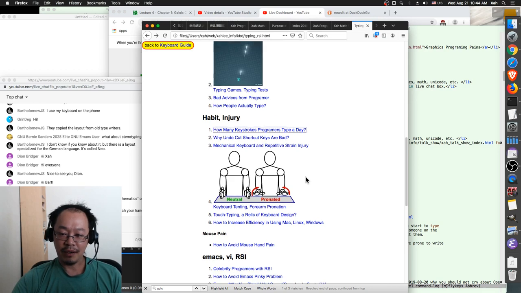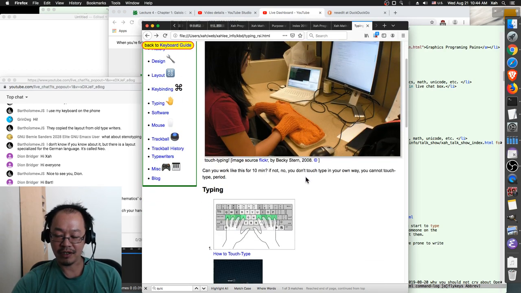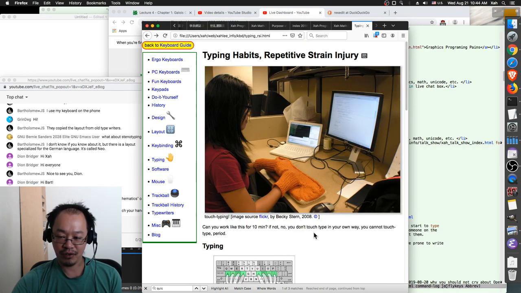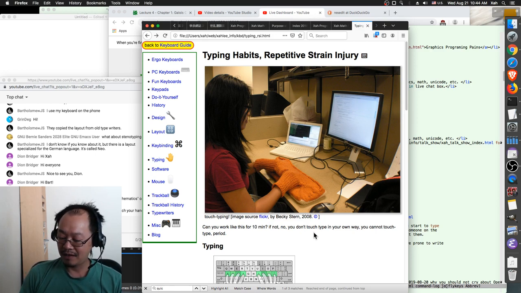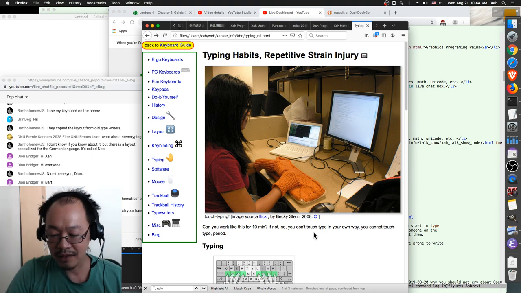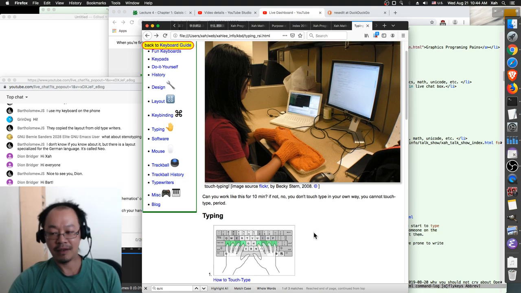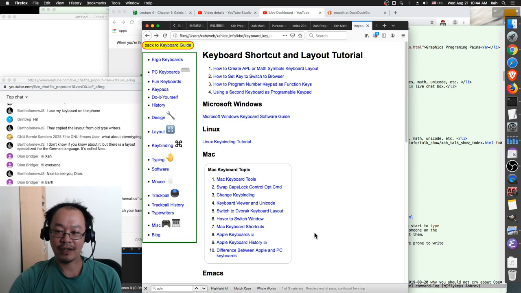So, back to the conclusion of our question, whether you should touch type: that really depends on you, on how much you type. Okay, so that finishes that question.